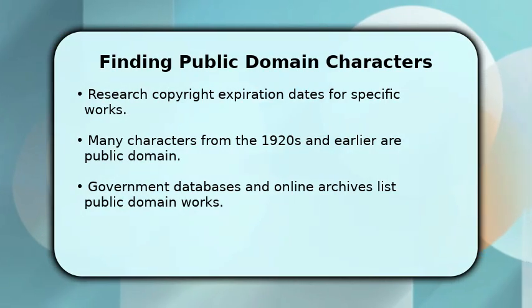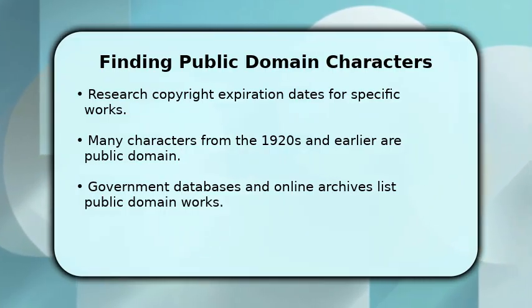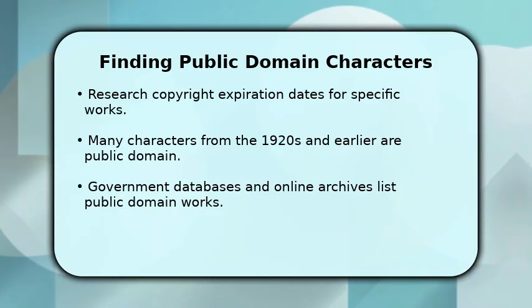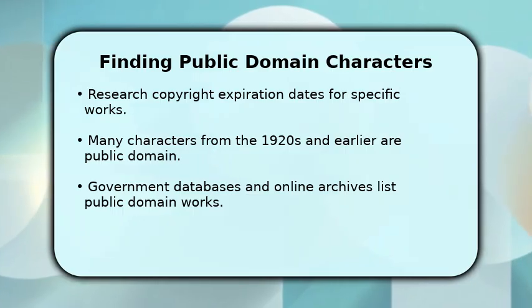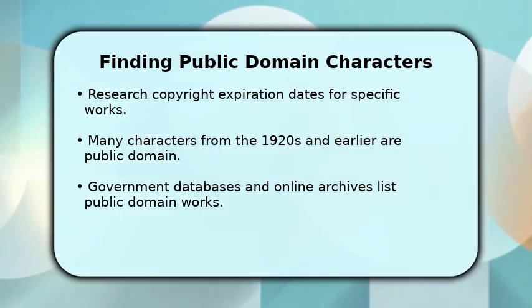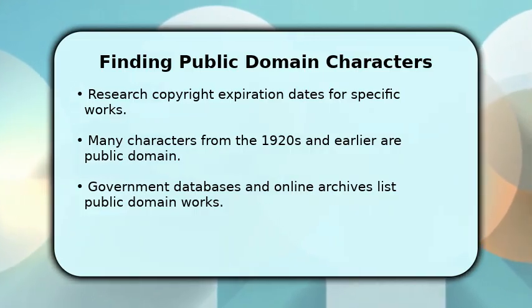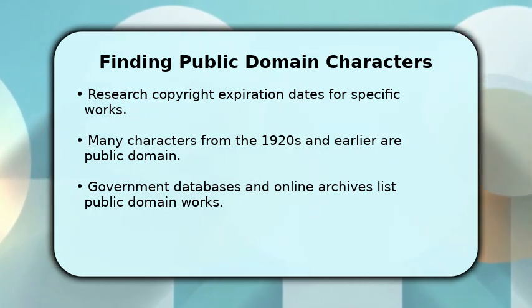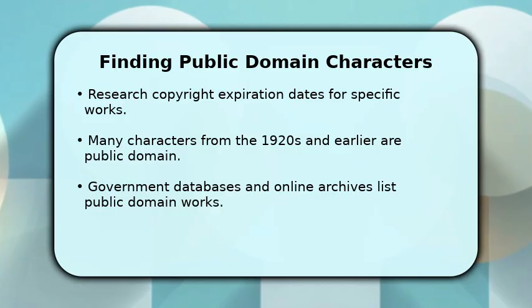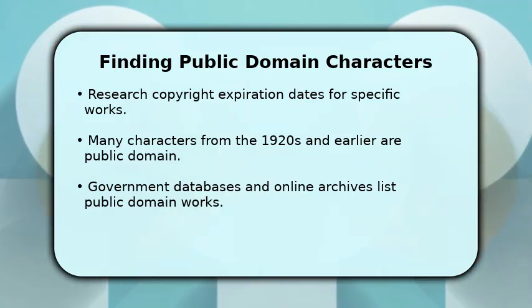Finding public domain characters involves a bit of research. Generally, works published in the United States before 1929 are in the public domain. However, specific rules vary by country and publication date, so always verify. Websites like Project Gutenberg or the Internet Archive are excellent resources for discovering these characters. Look for original publication dates and copyright notices to confirm their status. This step is crucial to ensure your usage is legal.